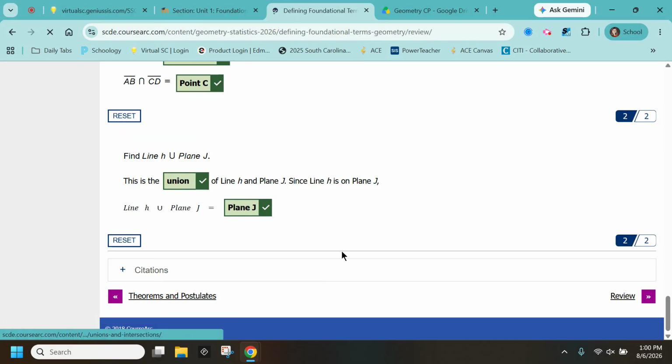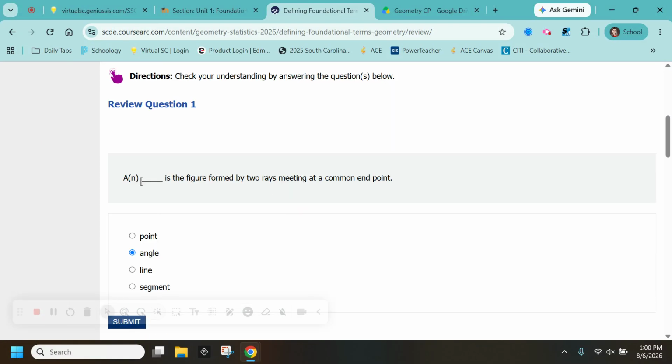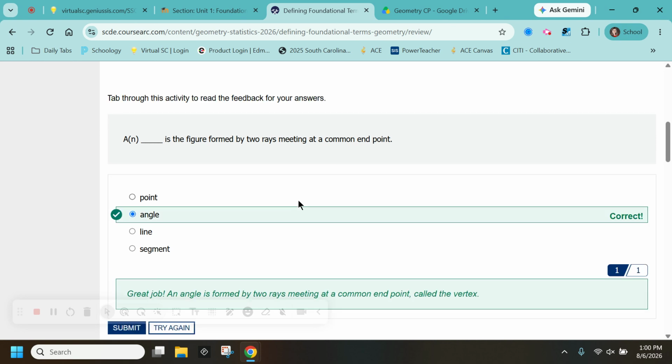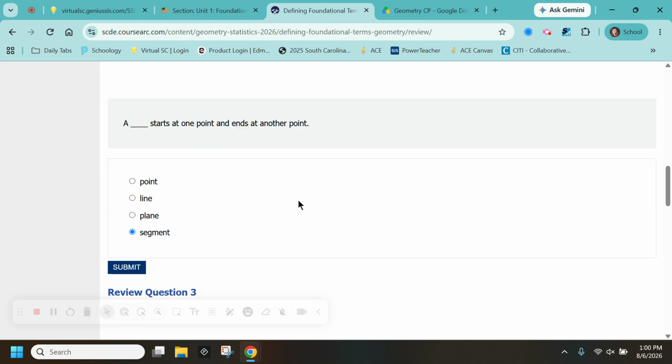Then we have a couple review questions to look at. So review question 1, a blank is the figure formed by two rays meeting at a common endpoint. Remember, the common endpoint itself is called the vertex, but the two rays that come together form an angle. A blank starts at one point and ends at another point. That would be a segment.